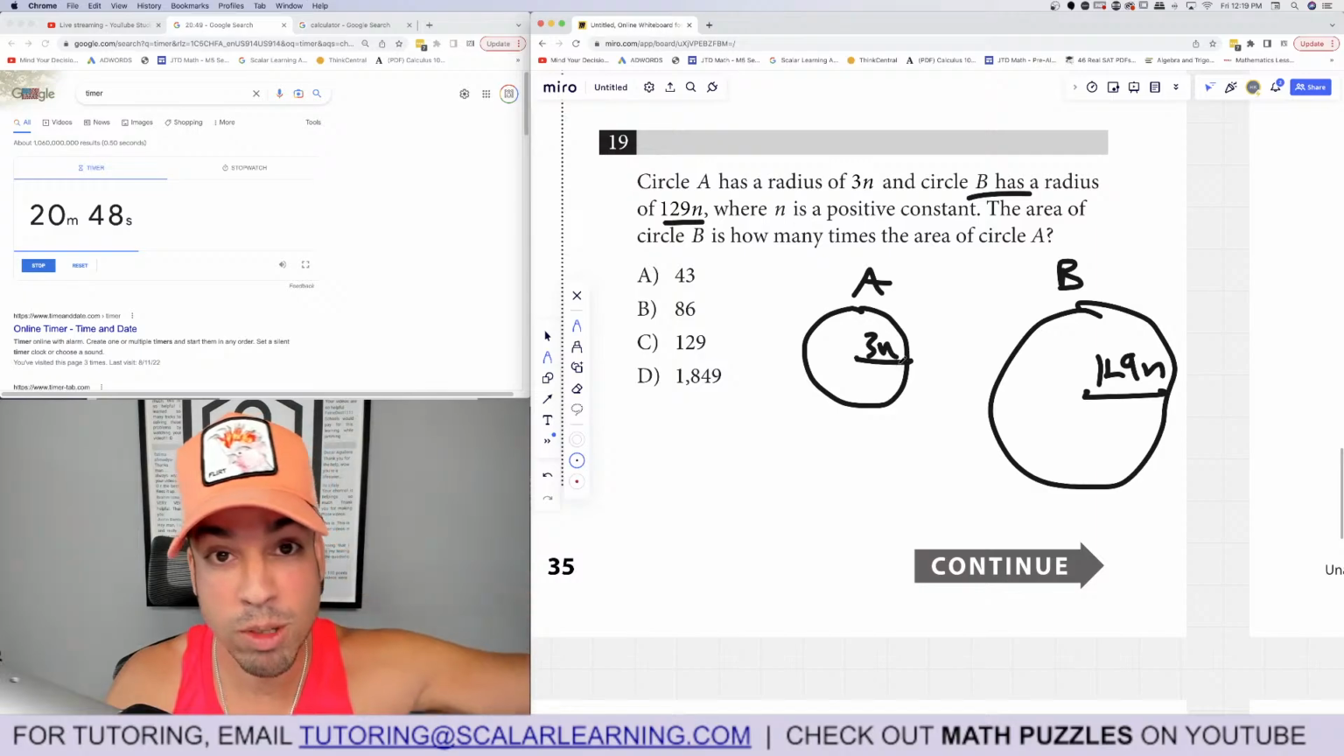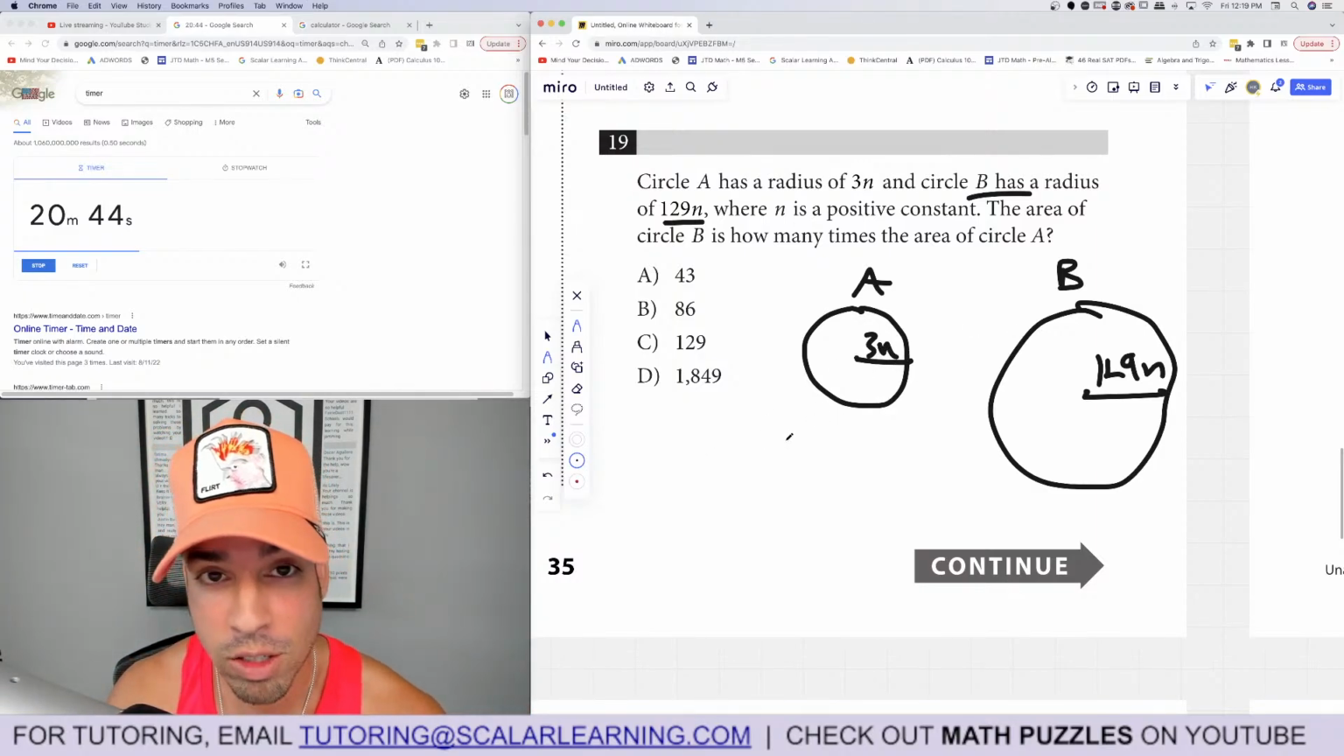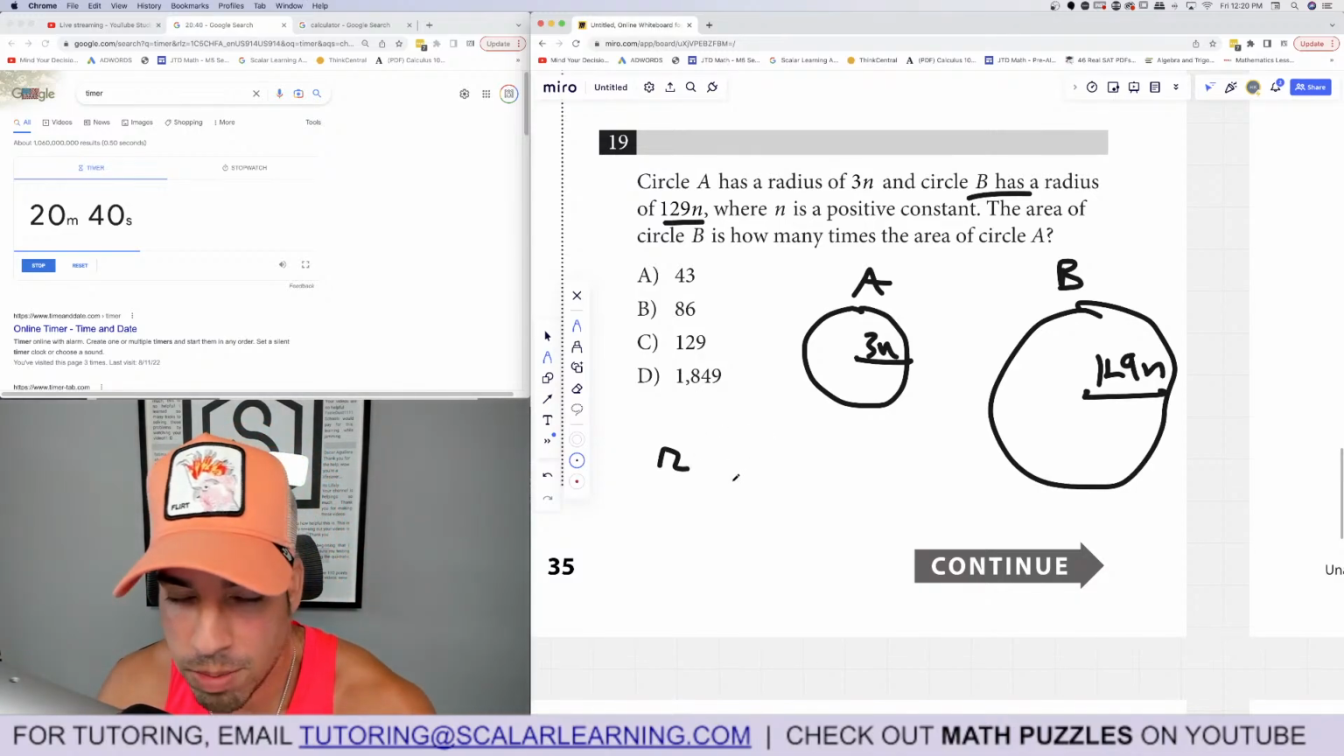Oh, there's a shortcut for this. I'm gonna show you 2 ways to do this. First way, I'm gonna actually calculate the areas. I'm gonna ignore the n, because who cares, right? So it's pi, and I could keep the n in there. It's just gonna be an extra n squared.